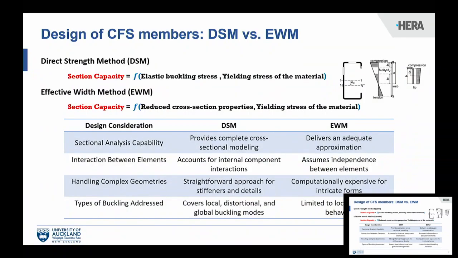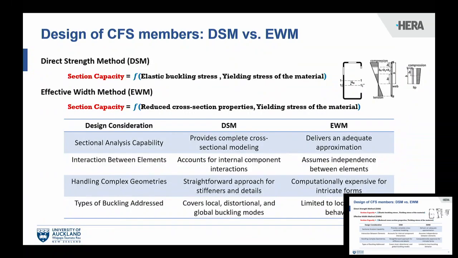The effective width method is a function of the reduced cross-section. When a cross-section undergoes buckling, the part of the cross-section where buckling happens should be removed, and the cross-section should be analyzed based on the effective sections. For the direct strength method, the gross cross-section can be used, and it's a function of the elastic buckling stresses and the yield stress of the material.